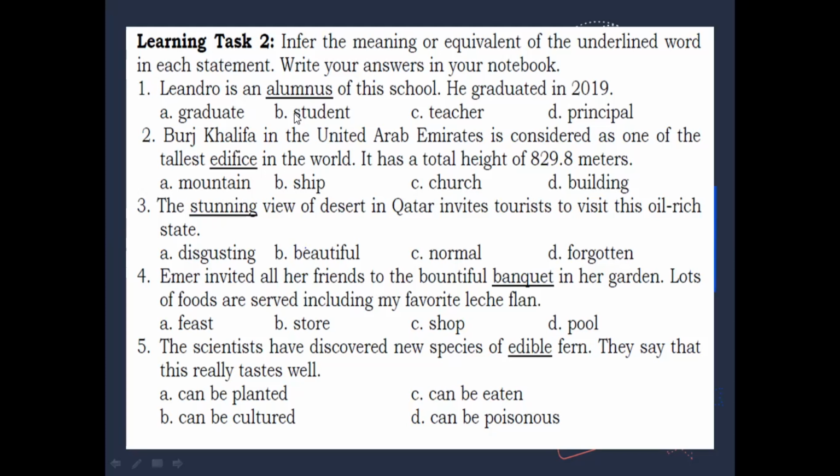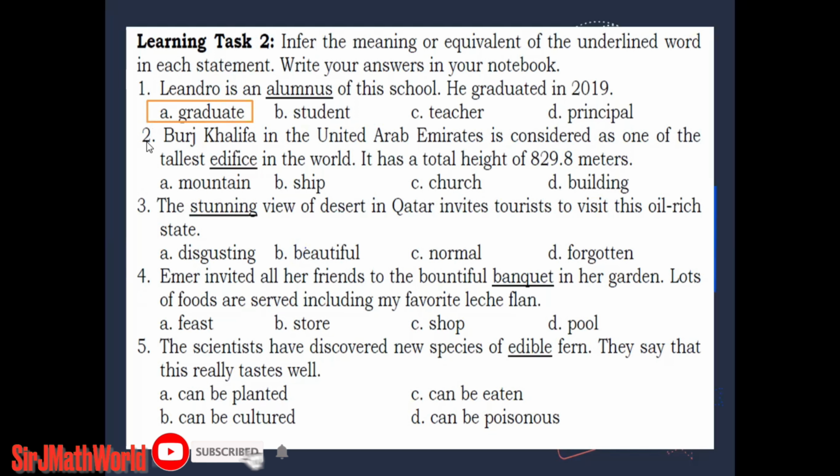Leandro is an alumnus of this school. He graduated in 2019. The underlined word is alumnus. What is the other term for alumnus? A. Graduate. B. Student. C. Teacher. D. Principal. So the other term for alumnus is graduate. When you say you're alumnus, you are a graduate of this institution or of that institution. Alumnus is also equivalent to graduate.